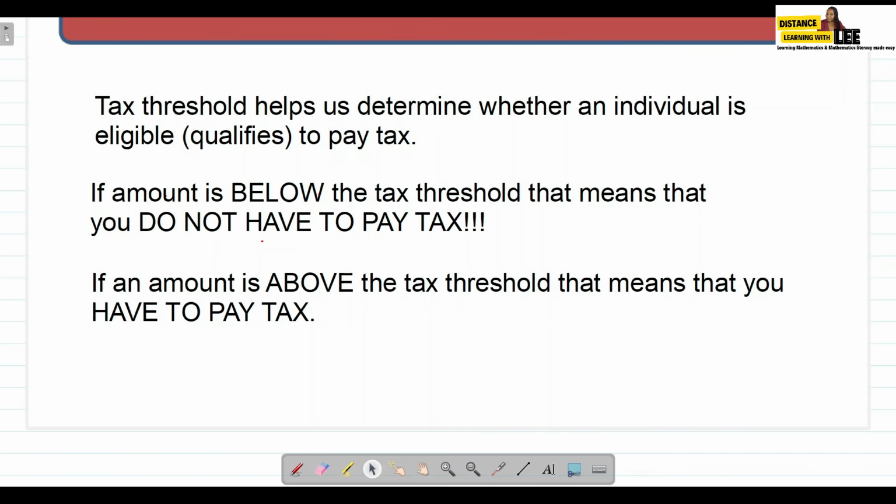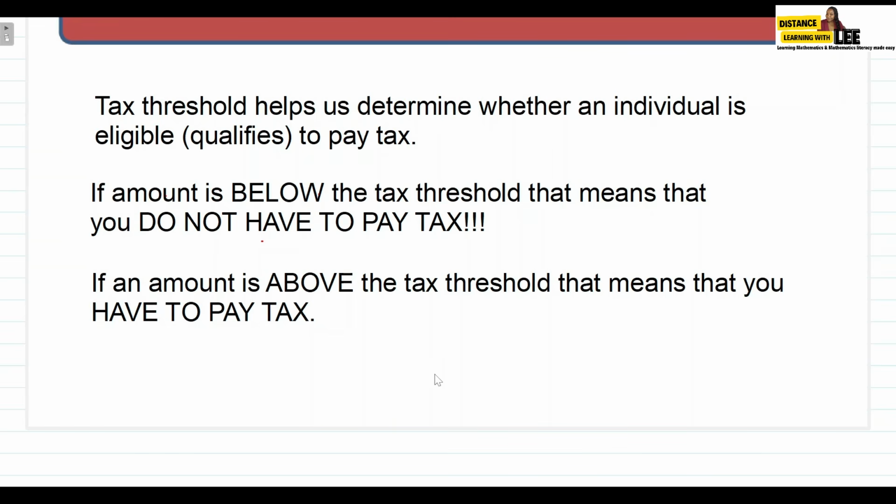Going back to the example that I gave you about the bus fare being 5 rand, I explained that if you have an amount that is below 5 rand, because our threshold is 5 rand, that means you cannot go into the bus. But if you've got more than 5 rand, you can go into the bus because you can afford to pay the bus fee. So that's what the tax threshold is, guys. And it's very important that you understand this because it comes up a lot in your taxation questions.